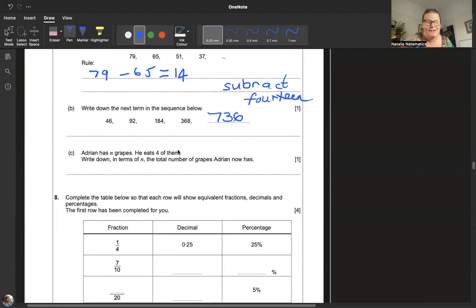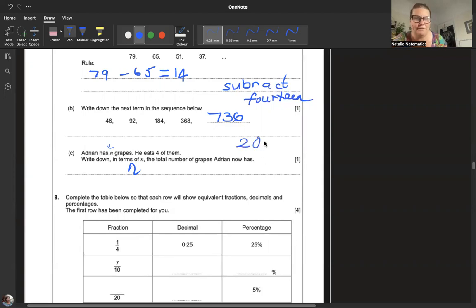Right, okay. So Adrian has N grapes. He eats 4 of them. How many does he have? He's got N. For a lot of people at this point, it's like, well, I don't know how many he's got. No, we don't know in terms of an actual number, but it's just a number we don't know. We're just saying we don't know what that number is, but we're representing it by a letter. So whatever that number is, let's say it was 20, right? We don't know what it is, doesn't matter. But let's just say it's 20.